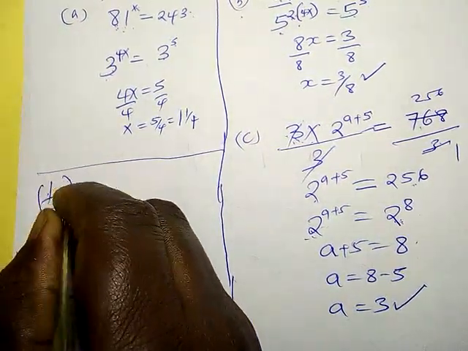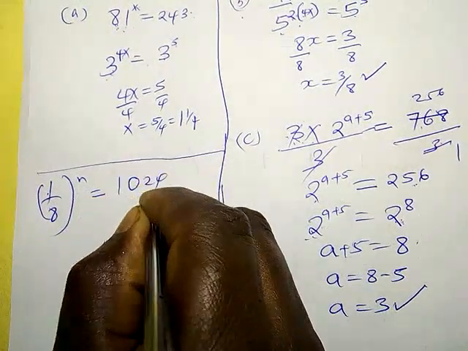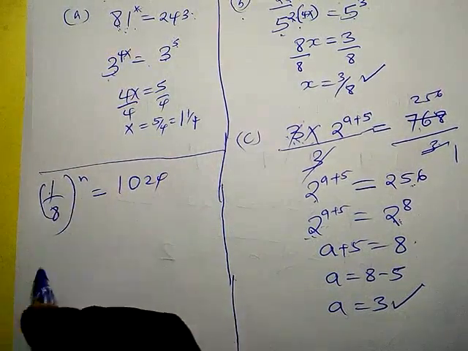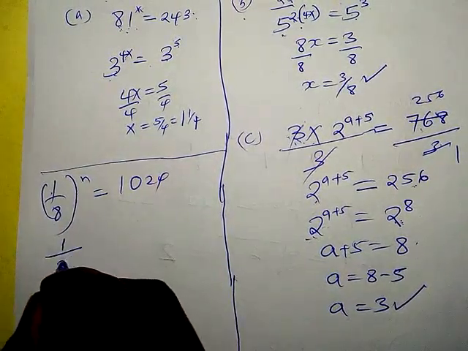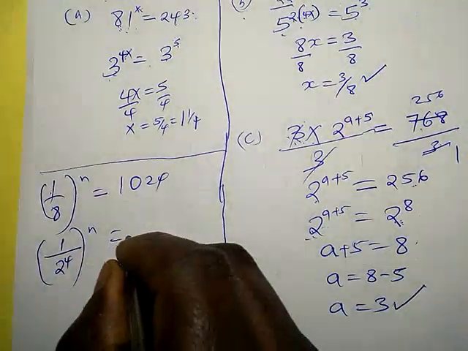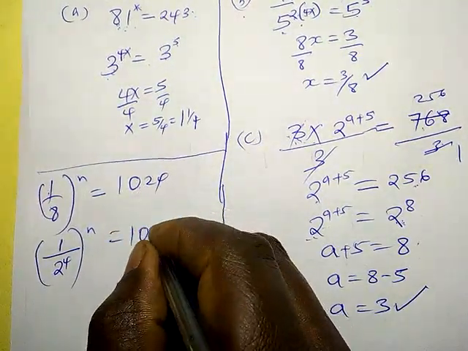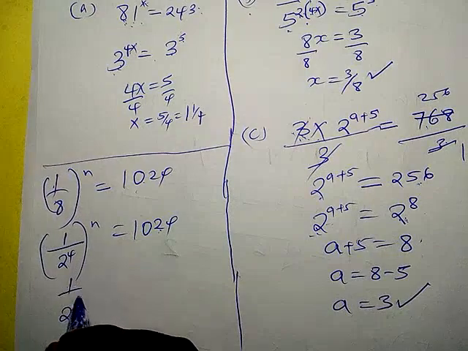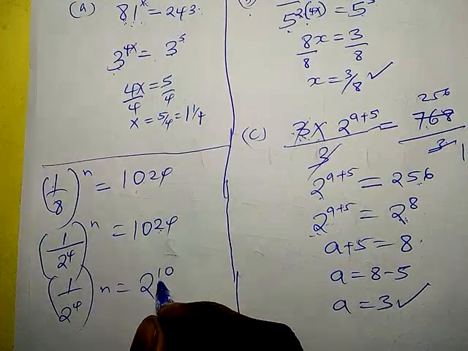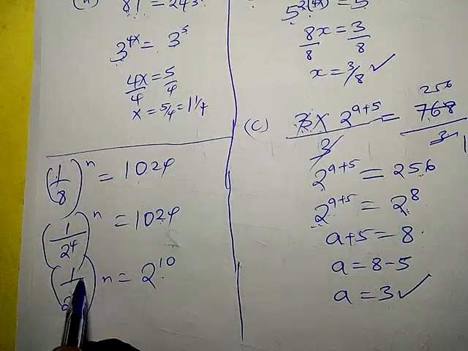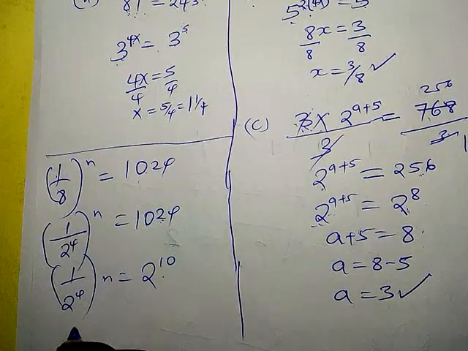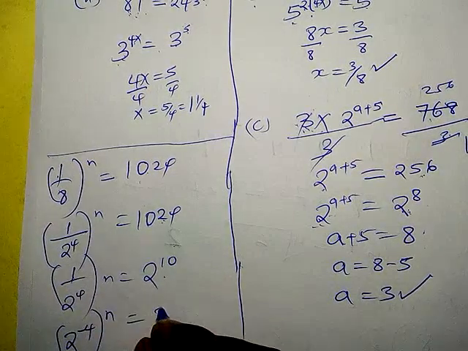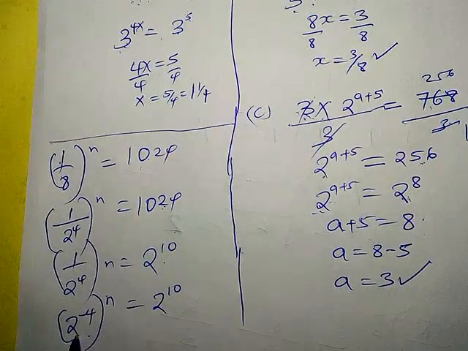One more example, last one in this first subtopic: 1 over 8 raised to power n equal to 1024. Right? So this number can be written in base 2. It means 1 over 2 raised to power 4, all raised to power n, equal to 1024, but we can write 1024 in base 2 as 2 raised to power 10. So 1 over 2 raised to power 4n equal to 2 raised to power 10. It means that 2 raised to power negative 4n, equal to 2 raised to power 10. Now the bases are the same.